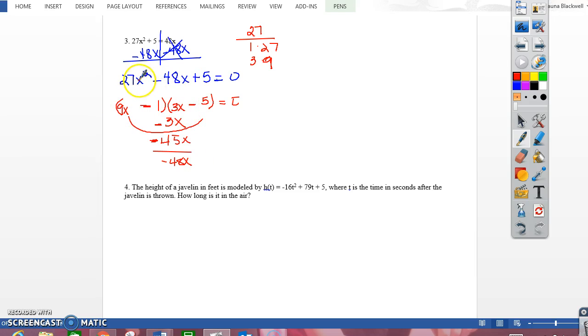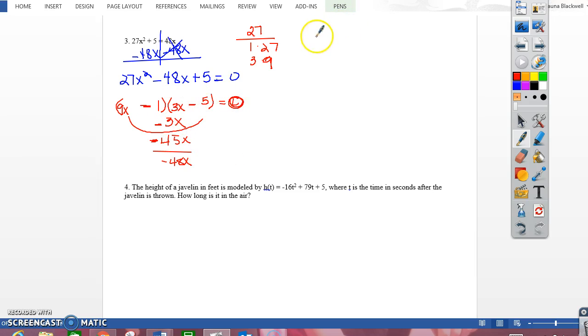So double check. 9x times 3x is 27x squared. 9x times negative 5 is negative 45x. Negative 1 times 3x is negative 3x. When I combine those, I get negative 48x. Negative 1 times negative 5 is positive 5. So now I have it factored.